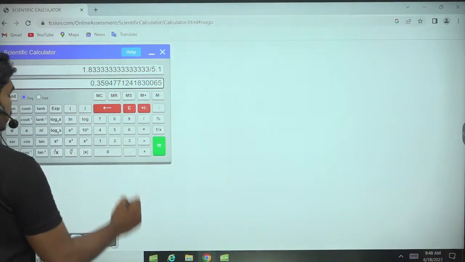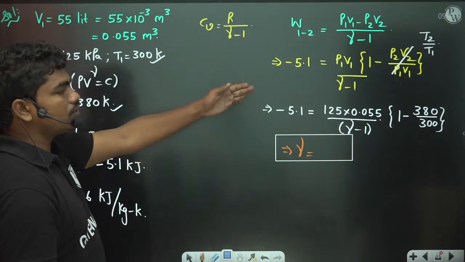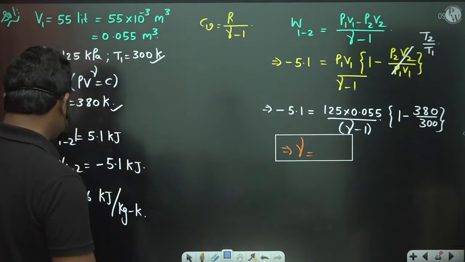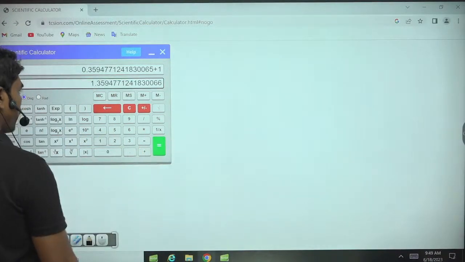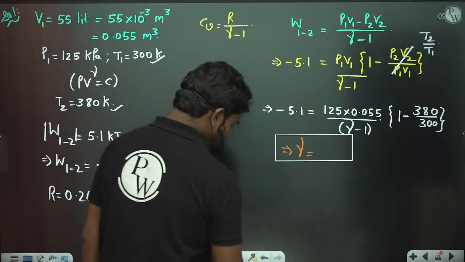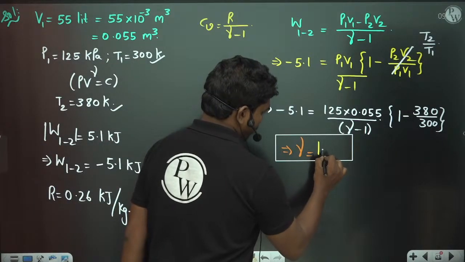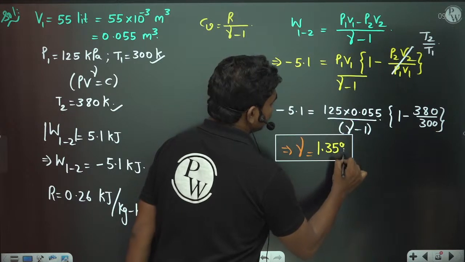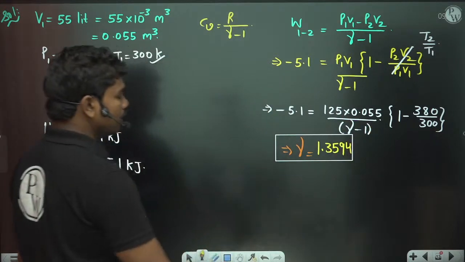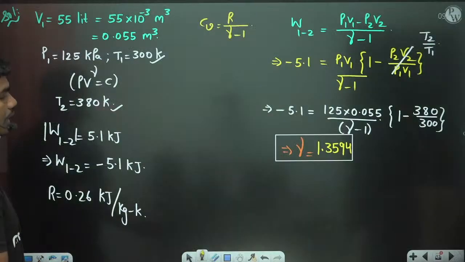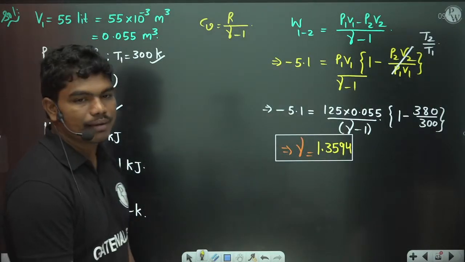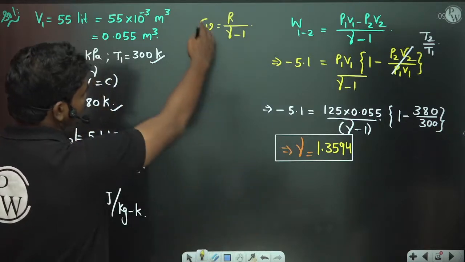So 0.359, this is gamma minus 1. So gamma minus 1 is equal to 0.359. So gamma is equal to, adding 1 to this, 1.3594. Okay, so this is the value of gamma from this simple calculation, 1.3594. So this is the value of gamma directly. Now you know the gamma, so you can calculate this.